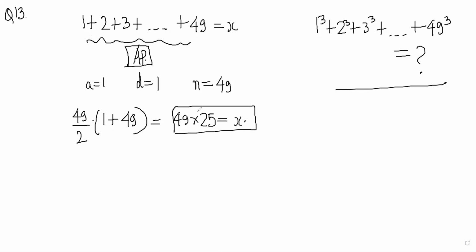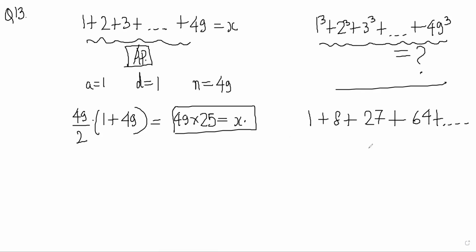So finding x is not an issue, but finding this is a slight issue, because right now it will not be an AP. The first term is 1, the second term is 8, the third term is 27, the next term is 64, and so on, till 49 cube.